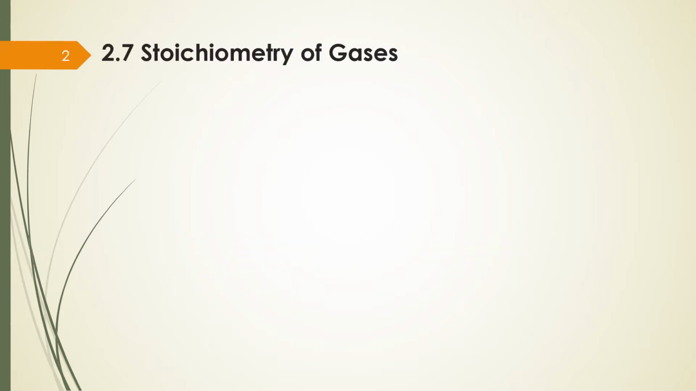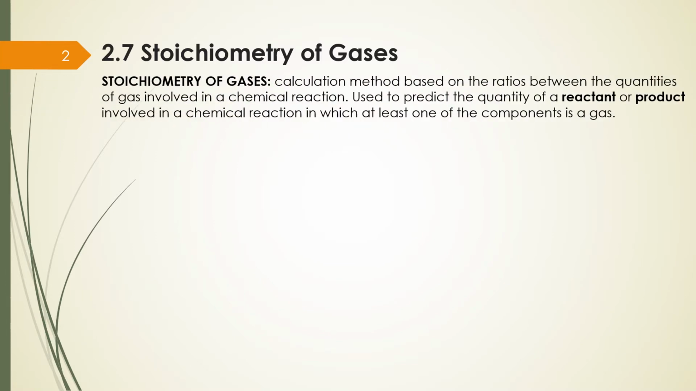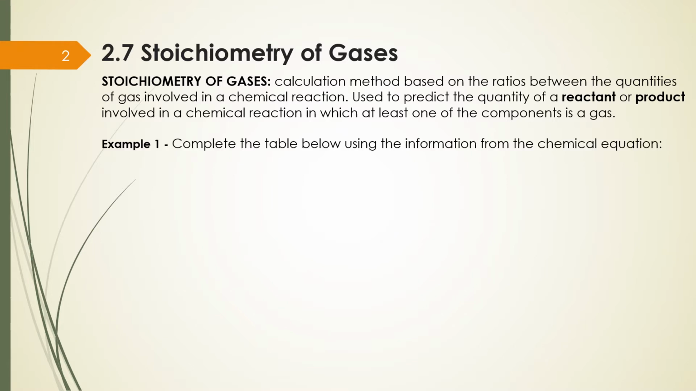So what's the stoichiometry of gases? Stoichiometry is the calculation that you use based on the ratio between the quantities of gas involved in a chemical reaction. We use that to predict the quantity of a reactant or product involved in a chemical reaction, in which at least one of the components is a gas. We can do that in any chemical reaction, but because your chapter is focused on gas, we're gonna focus on gas only.